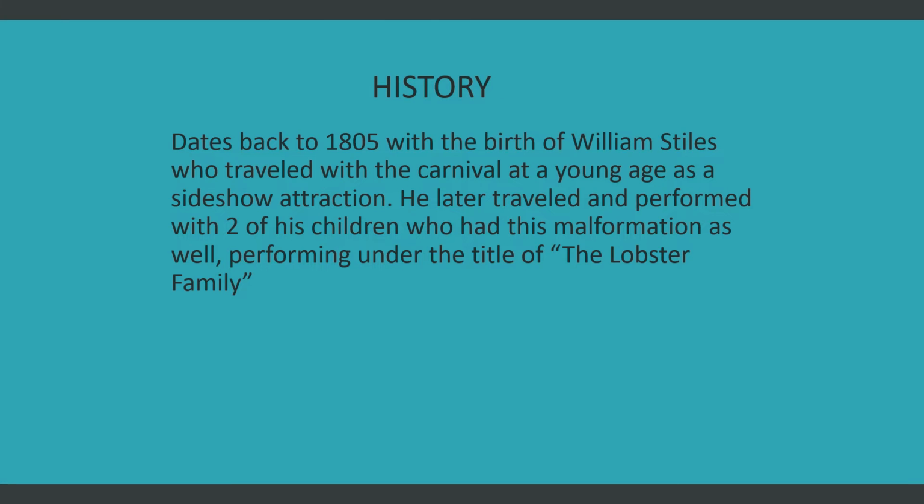The first documentation that I can find was with William Stiles, who was born in 1805. This was a common affliction in his family, and numerous members traveled with the carnival as a sideshow attraction. William's son Grady, who was known as the Lobster Boy, was one of his children that traveled with him. Grady was known for his violence and strength, as well as the murder of his daughter's soon-to-be husband the night before their wedding. However, most individuals who live with this affliction are of normal intelligence and live a normal lifespan.